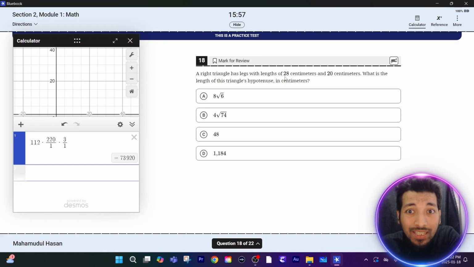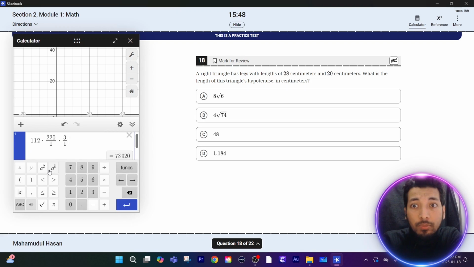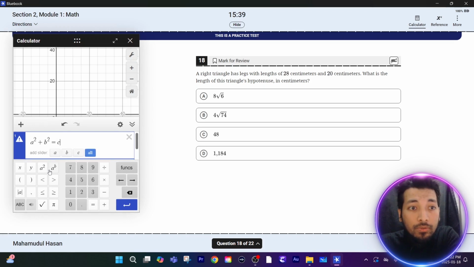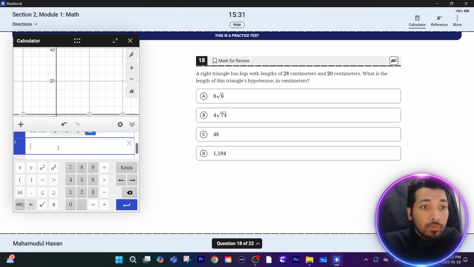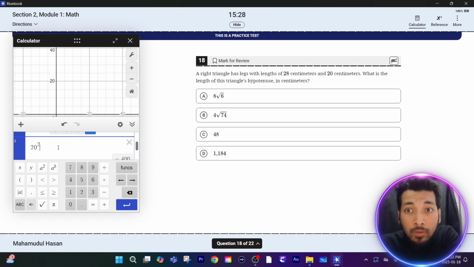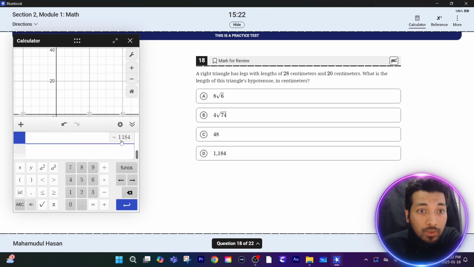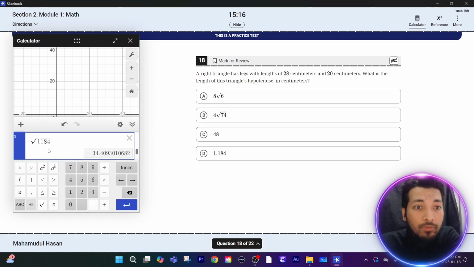A right triangle has legs with lengths of 28 centimeters and 20 centimeters. What is the length of this triangle's hypotenuse in centimeters? So in this case, we'll be applying the Pythagorean theorem. The Pythagorean theorem says a squared plus b squared is equal to c squared. So in this case, we are trying to find the hypotenuse, so we are trying to find c. So it would be 20 squared plus 28 squared, which is 1,184. We take the square root of that, which is 34.4.